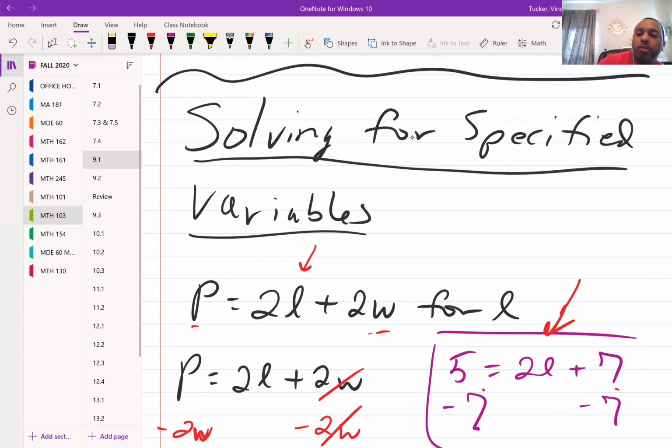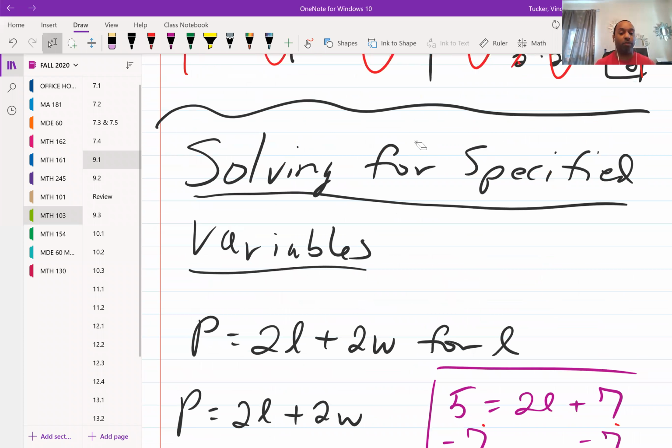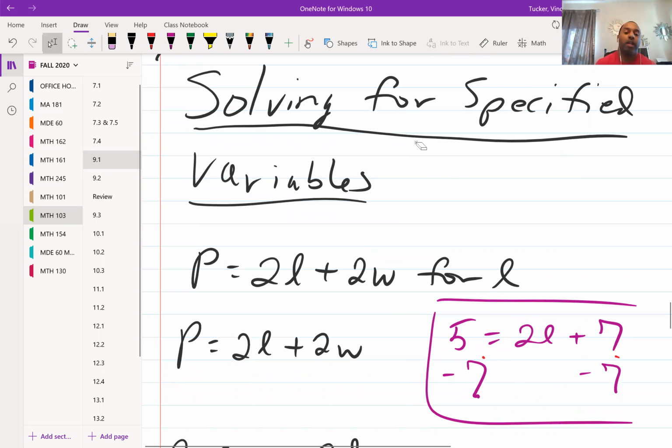Solving for a specified variable. Clear out some of this stuff. So when you're talking about solving for specified variables, we have P equal to 2L plus 2W, and we want to solve for L. So when you have something like this, basically they want you to get that variable by itself, and more than likely you're not going to get a solid number as an answer. In other words, when I go back here, we had x equal to 2. That's not going to be the case for these exercises. You'll have an expression that your variable is set equal to, versus a solid number as an answer. So solving for a specified variable, we want to get that variable by itself.